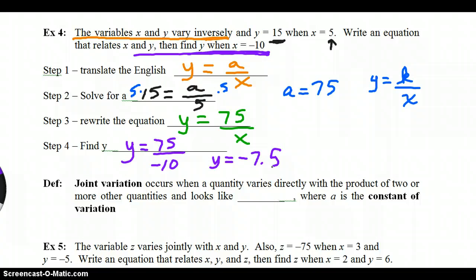That is basically the understanding of inverse and direct. Sometimes we get a little bit more complicated with jointly, and I'll do example 5 with you, and then you'll have enough to do on your own.